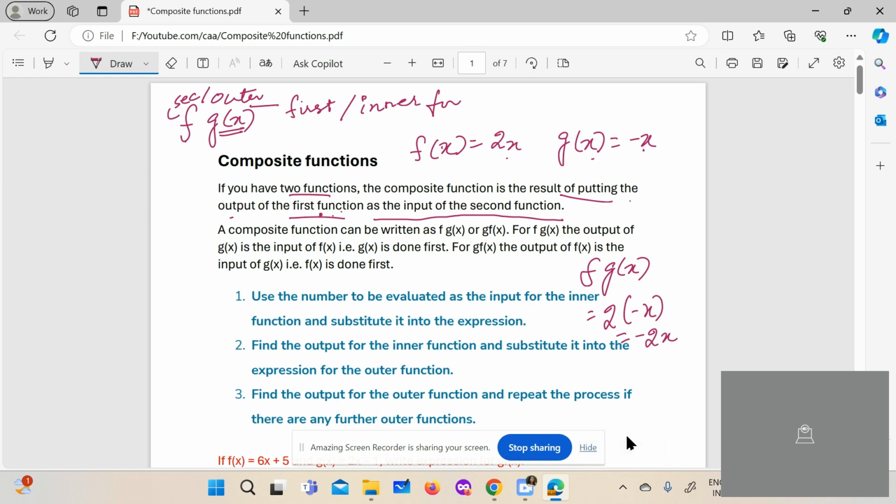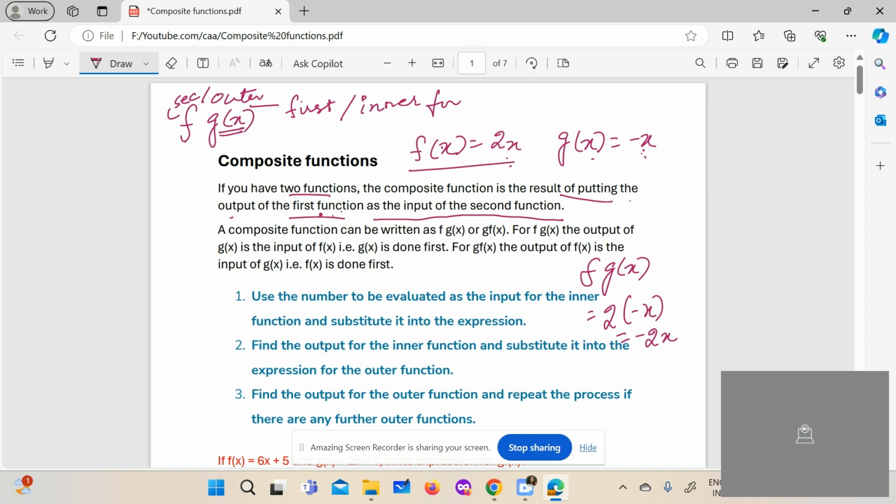Right? So you can see here a composite function can be written as f of g of x or g of f of x. For f of g of x, the output of g of x is the input of f of x. So this is what we did here. The output of g of x is minus x, which we put as the input for f of x, so in place of x, we are replacing minus x. I hope this is clear to everyone.